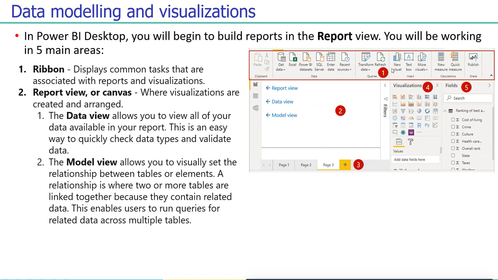And here this is called the ribbon. The ribbon displays the common tasks related to your data analysis. Here you can see getting data from an Excel file. Also you can get Power BI datasets, SQL Server, enter data, and recent sources, and you can transform your data by clicking on this button, and refresh. Also there is a publish button. You can create new measures and new quick measures from the ribbon. Based on the task, you can find different icons over here.